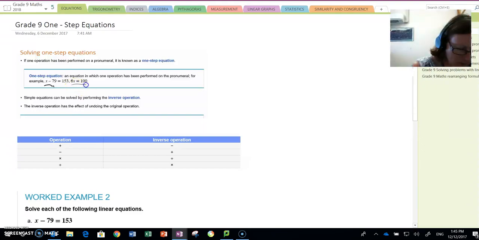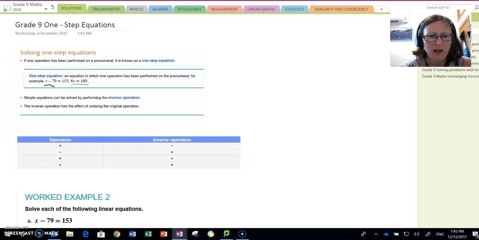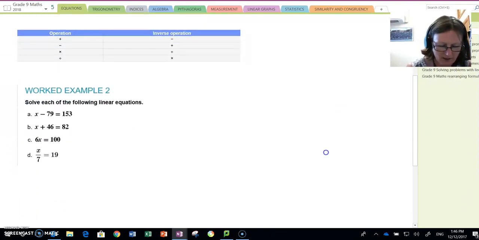Here's another example of a one-step equation. We have multiplied the x by 6, that being our one step. How we solve one-step equations is to perform the inverse operation, and that has the effect of undoing the original operation. Let's look at these examples here.